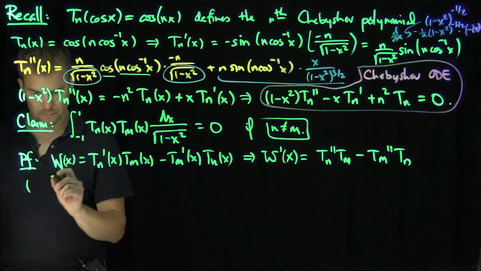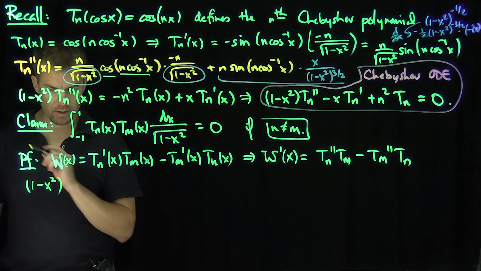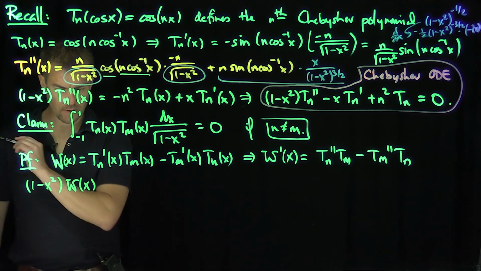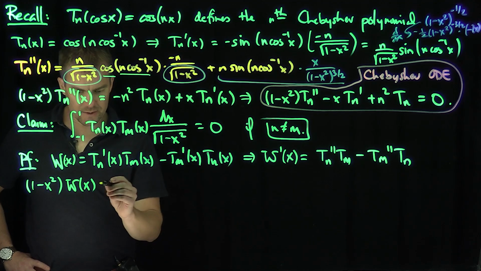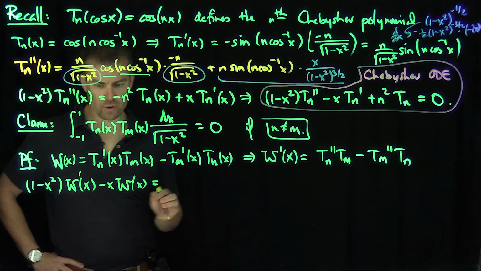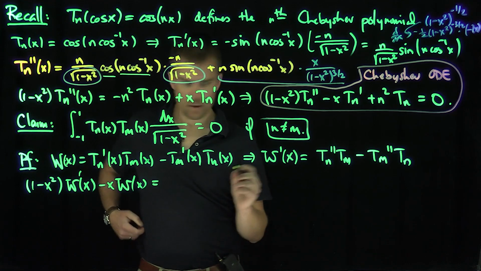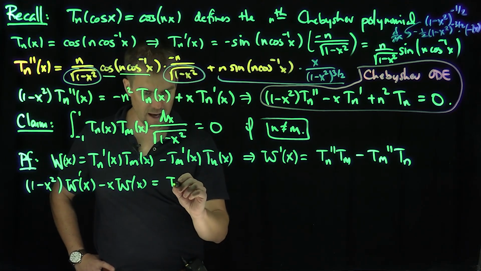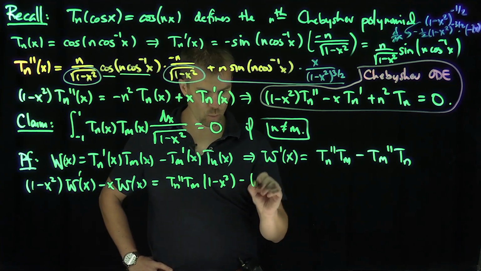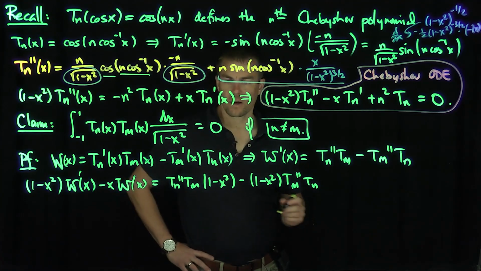Let's consider this 1 minus x squared w prime of x, like that, and then minus x w of x. Let's put prime over here, okay? So what will this expression be? Let's do it carefully. We're going to have a tn double prime tm times 1 minus x squared, and then we're going to have a minus 1 minus x squared tm double prime tn. Okay, that's the first two terms over there.